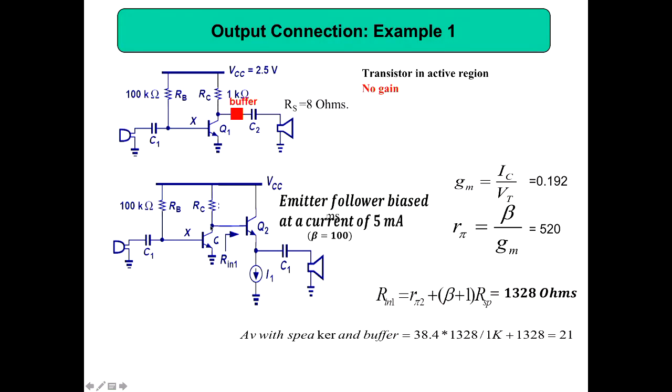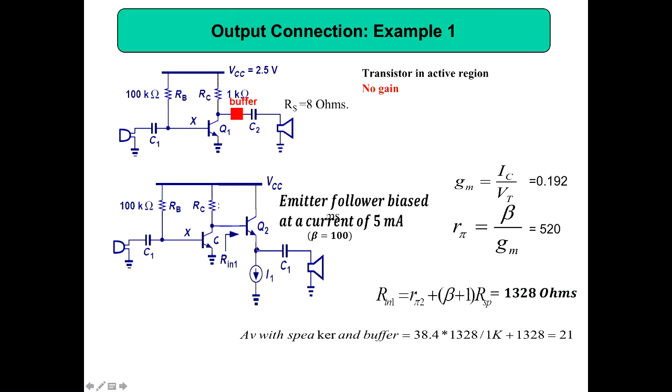But now when you look from the same dot, here you got again 1 kilo ohm. But when you look into here, you are seeing 1328 ohms because of the input impedance of the buffer. So both are coming in parallel. So your gain up to here will become 38.4 into 1328 divided by 1k plus 1328, which is equal to 21. You get the same gain, 38.4, provided what should be the input impedance of the buffer?